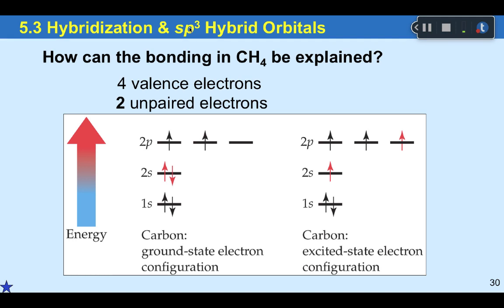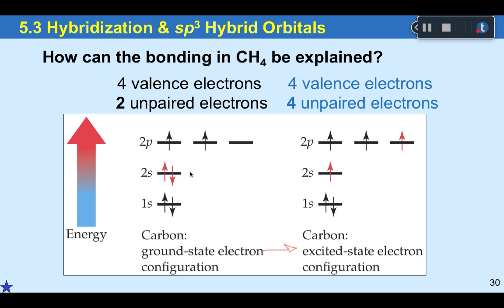And so what we have to do is assume that carbon is going to take on something of an excited state electron configuration, so that one of the 2s electrons gets promoted, as we describe it, to a higher energy state in the 2p subshell instead. And so the consequence is that now we have 4 valence electrons, all of which are unpaired, and that makes more sense in terms of trying to make 4 bonds.